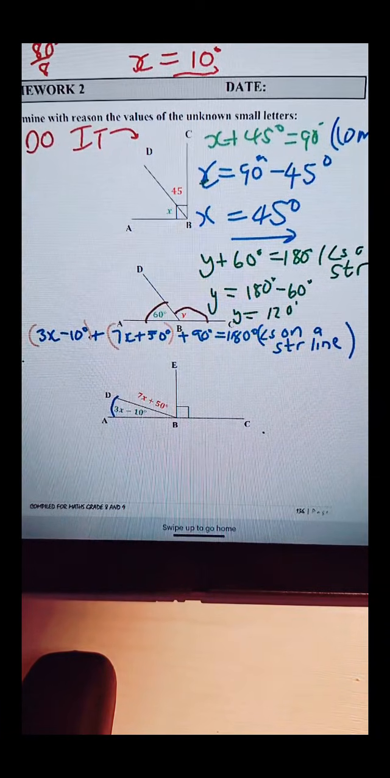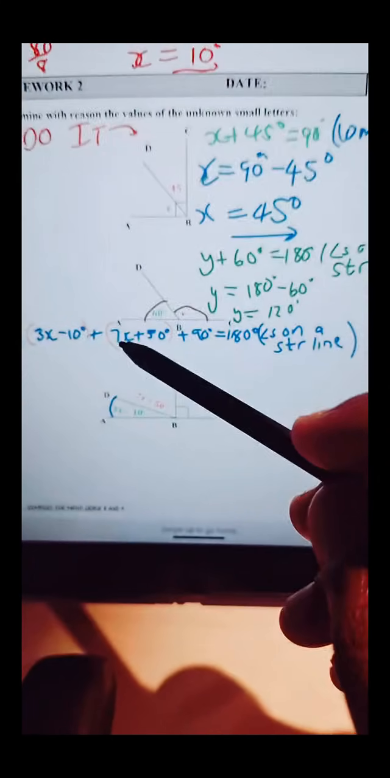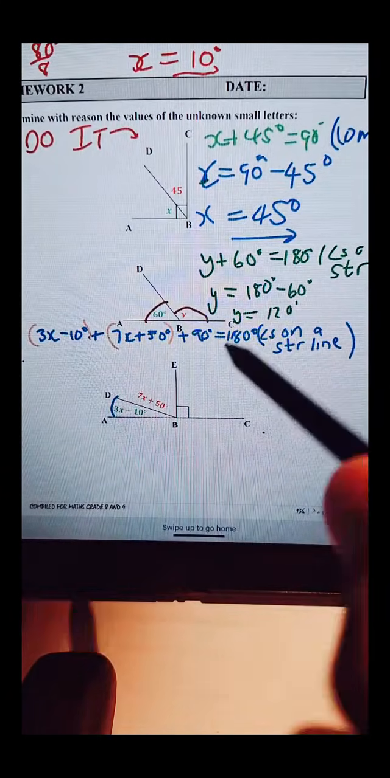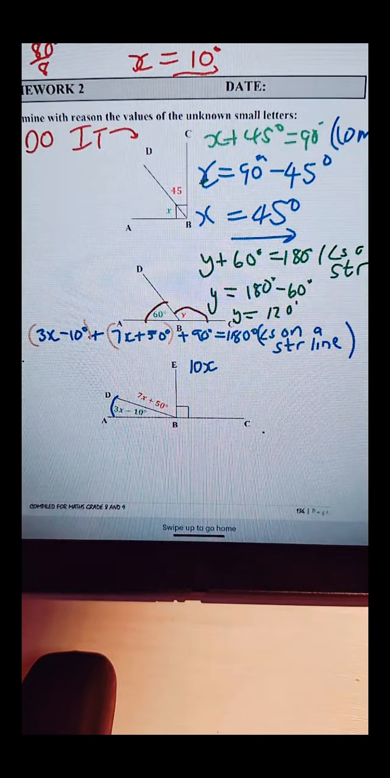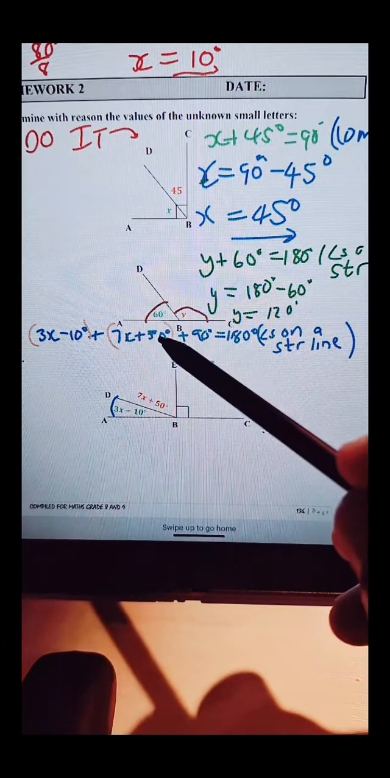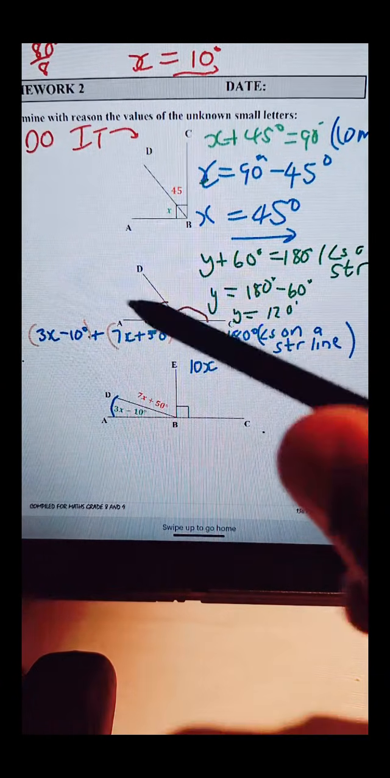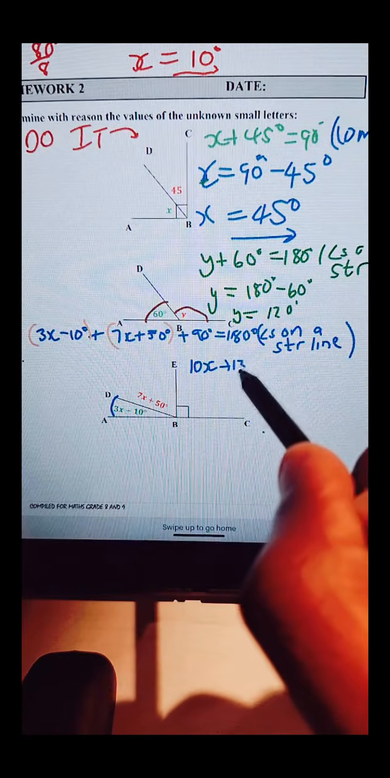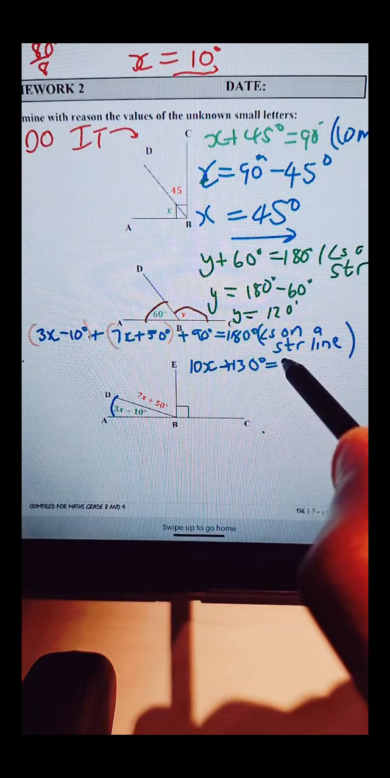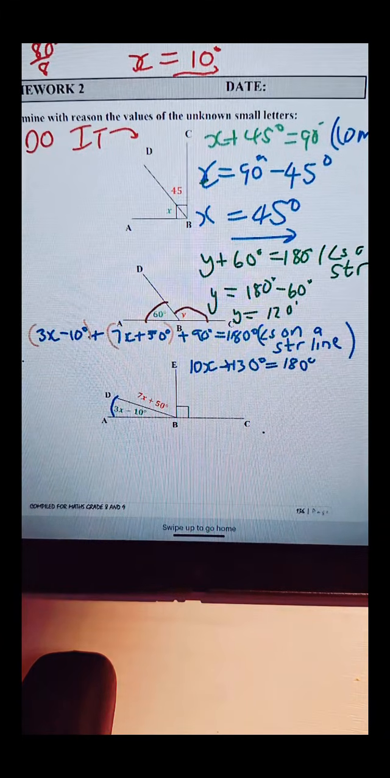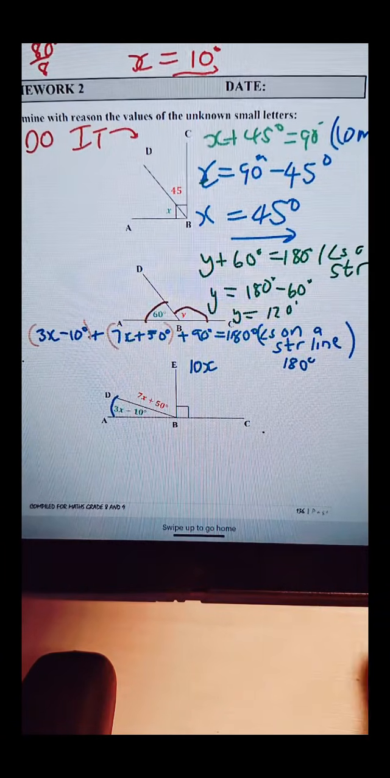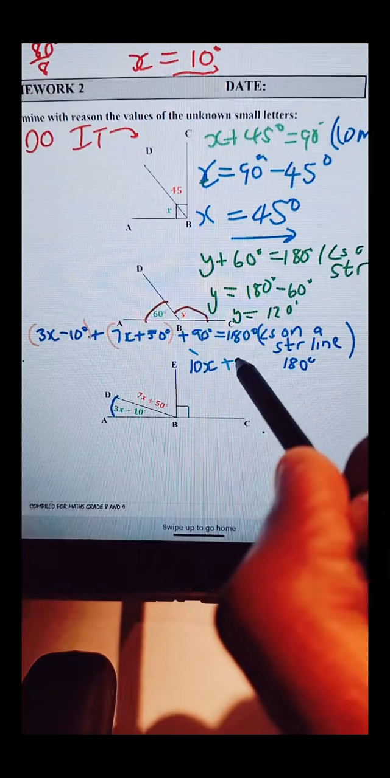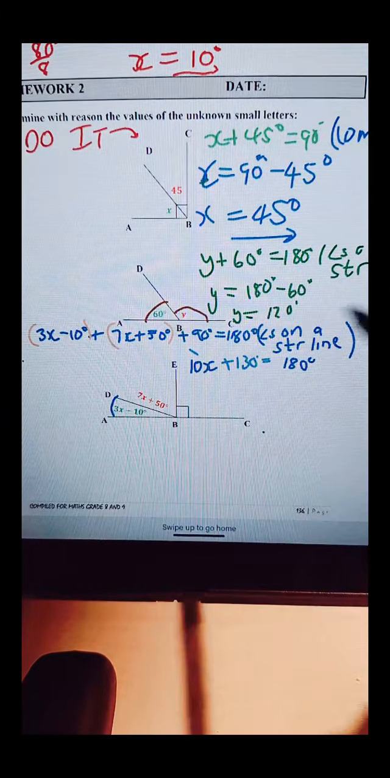Then you can add like terms. 3x plus 7x, what does that give you? 3x plus 7x gives you 10x. Then you have 90 plus 50, which is 140. 140 minus 10, which is 130. That is all equal to 180. So 10x plus 130 is equal to 180.